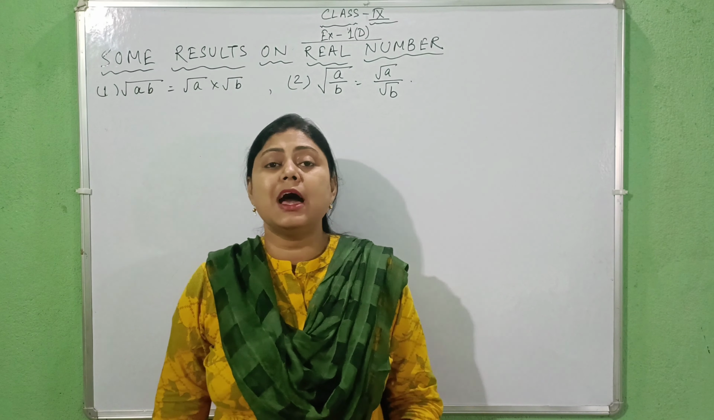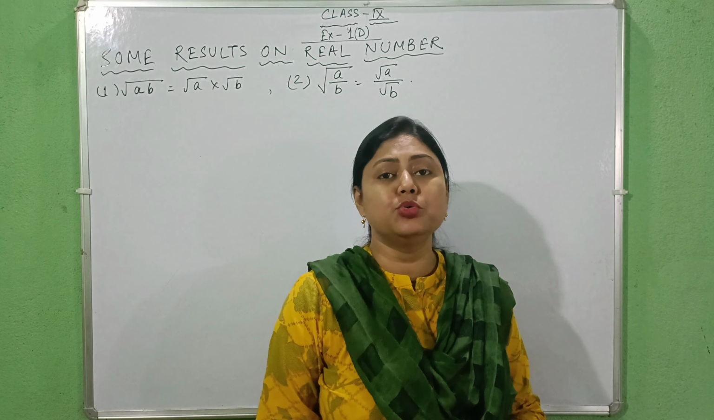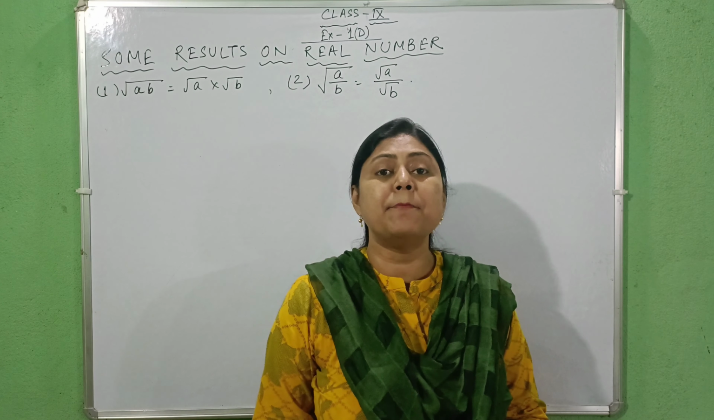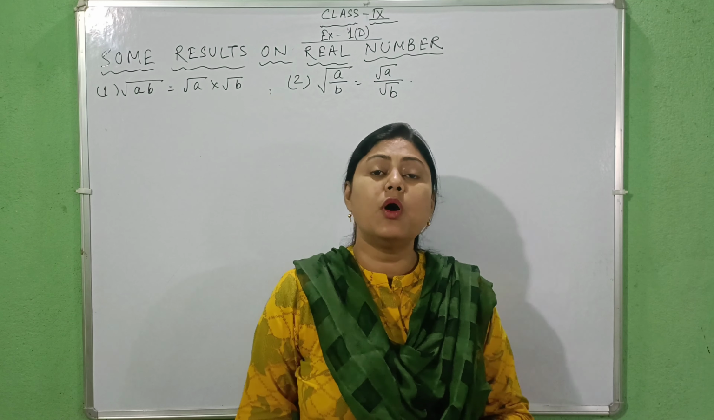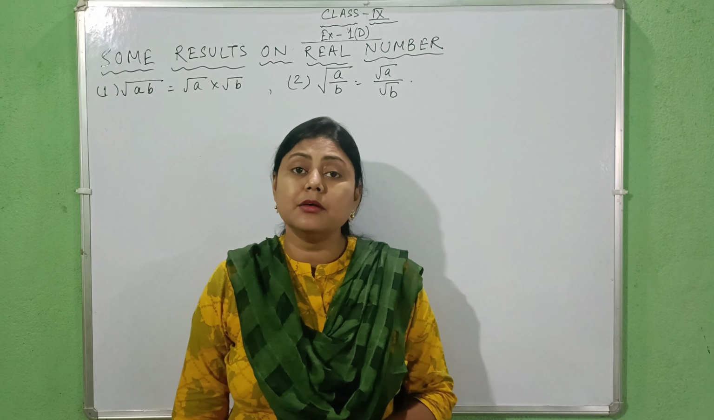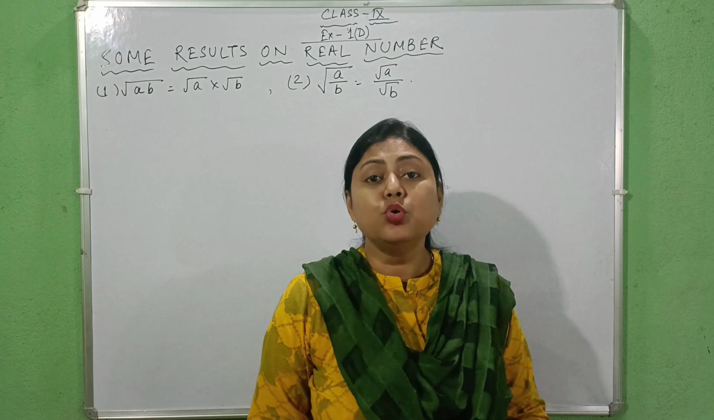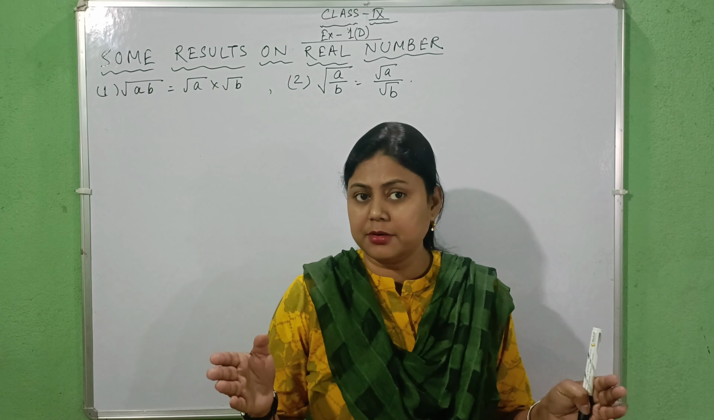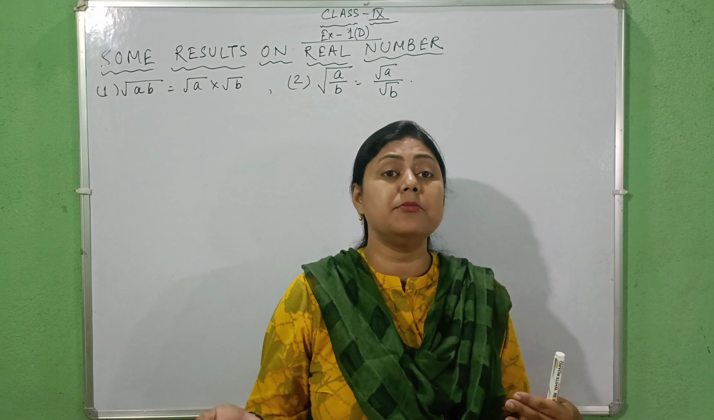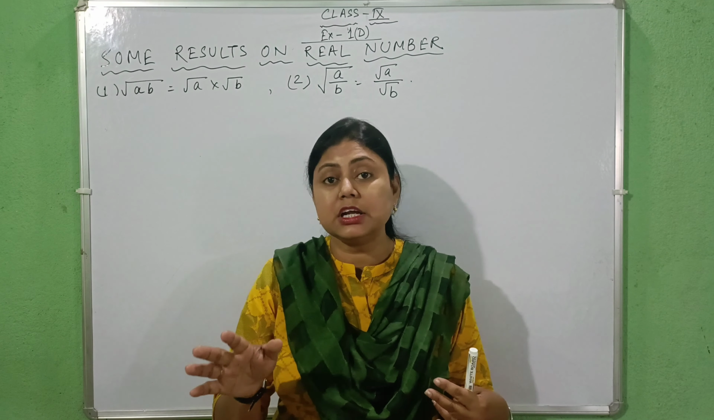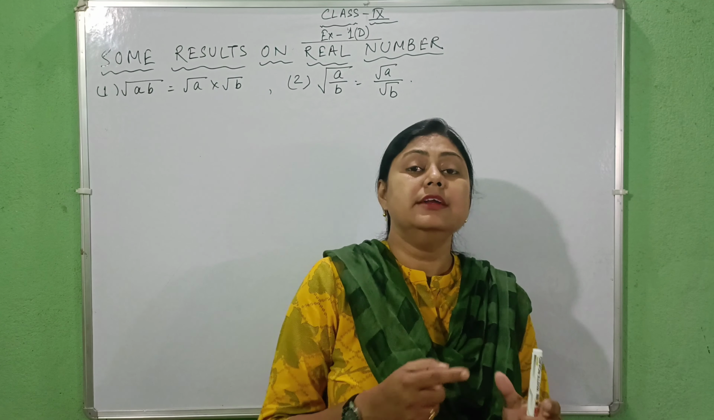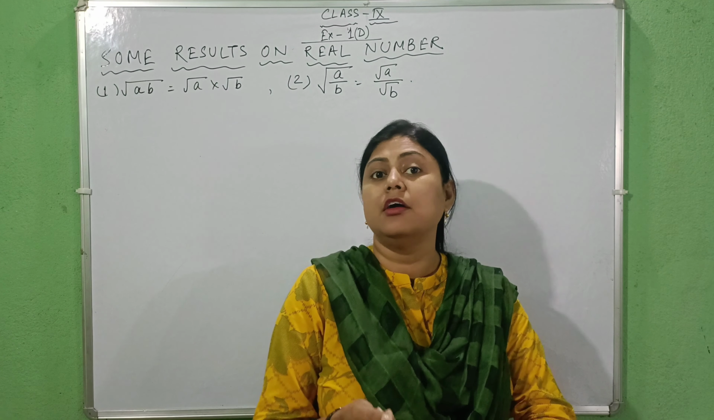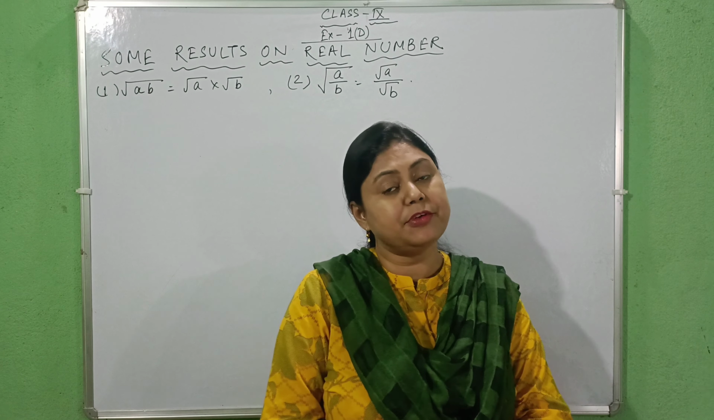So, from the last few days I am teaching you class 9 maths, where we already learned about real numbers. So, what are the real numbers? Real numbers include two parts: rational and irrational numbers. And under rational numbers there are 5 parts. What are they? They are natural number, whole number, integer, fraction and decimal fraction.